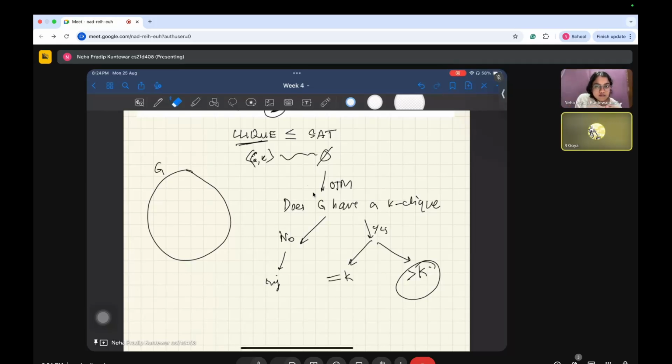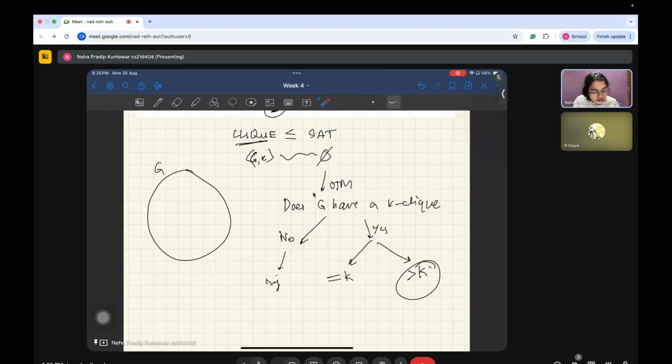So if G has a K clique, if the answer is no, then we simply reject. But if the answer is yes, so what's the question here, how to show that? I could not understand that.